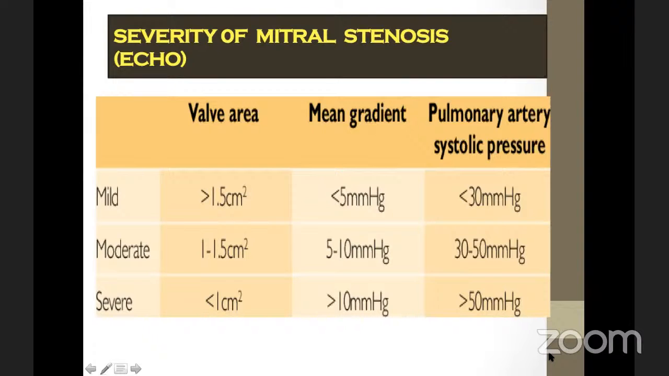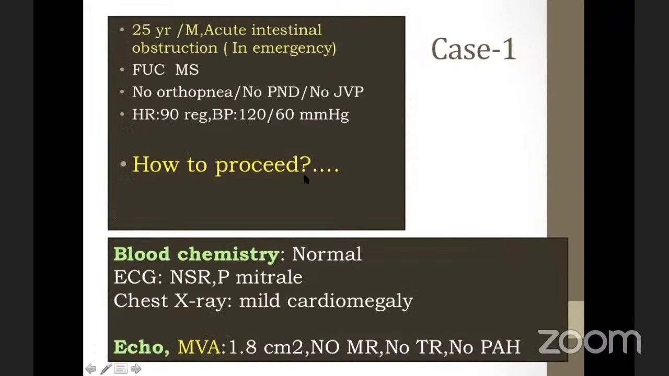So let's see two cases. The first is a 25-year-old male with acute intestinal obstruction in emergency. This is a follow-up case of mitral stenosis, and the patient doesn't have any orthopnea or other finding. Heart rate is 90 regular, BP is 120/60. The patient is only on penicillin 250 milligram BD. So how to proceed? Obviously you have to go for blood chemistry, and you find it is normal. ECG shows only P mitrale, the rhythm is normal.